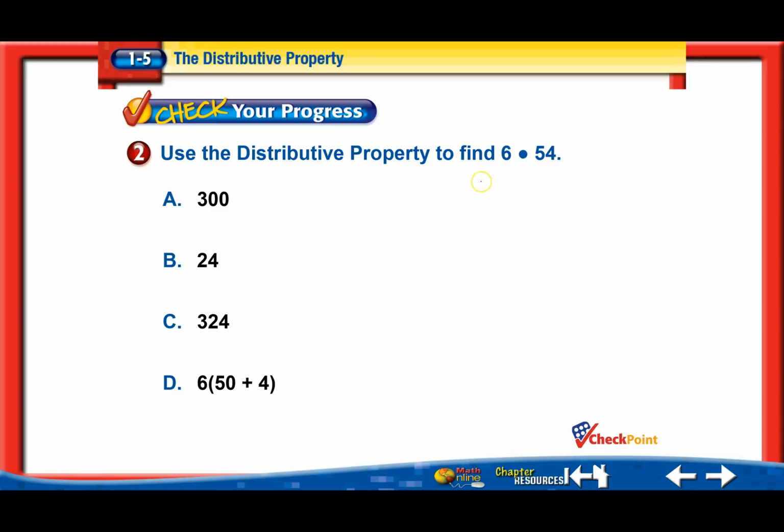All right, so use the distributive property to find 6 times 54. They're wanting us to do 6 times 50 plus 6 times 4. So 6 times 4 is 24. 6 times 50 would be 300. So that'd be 324. Those are the steps they want you to do.